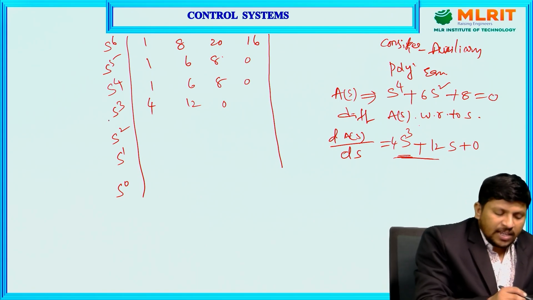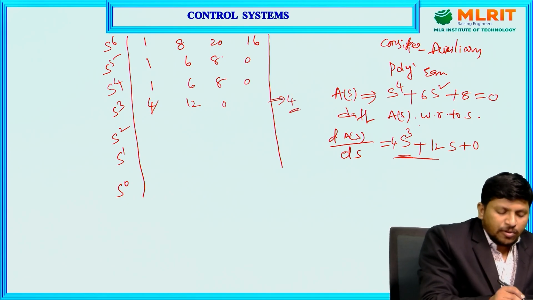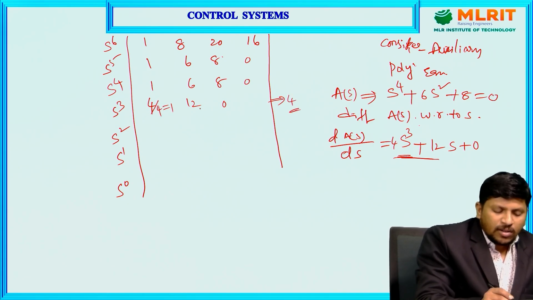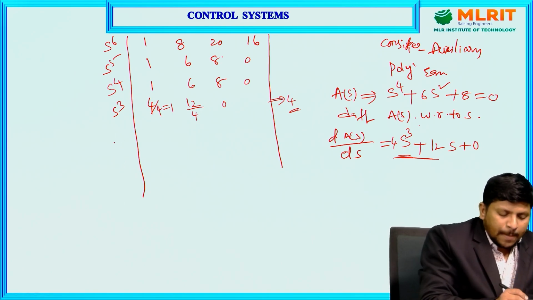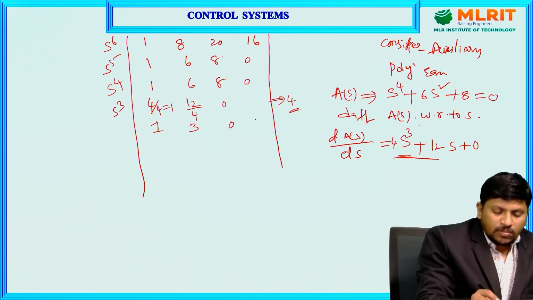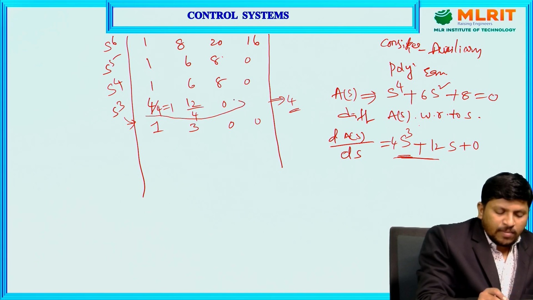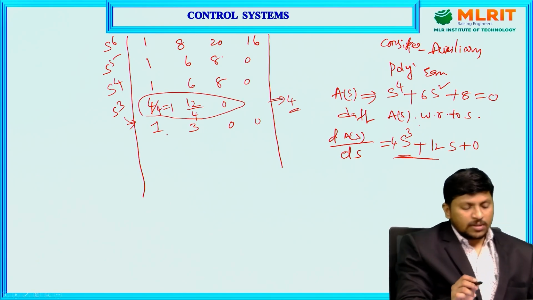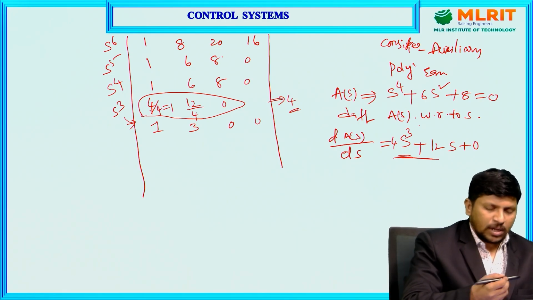So again, divide the S cube row by 4. 4 divided by 4 is 1, and 12 divided by 4 is 3. So I write these values here: 1, 3 and 0. These are the S power of 3 row elements.